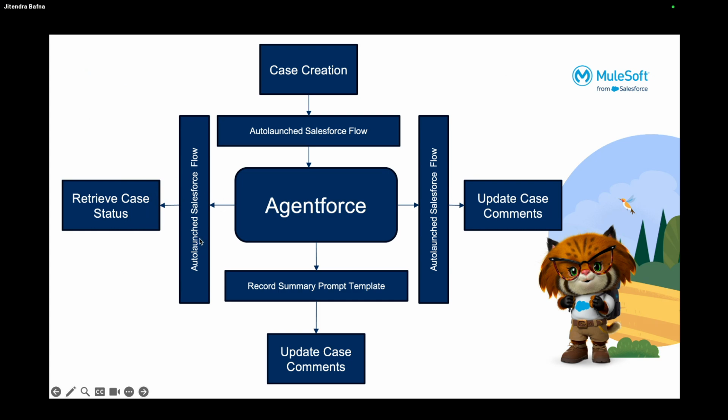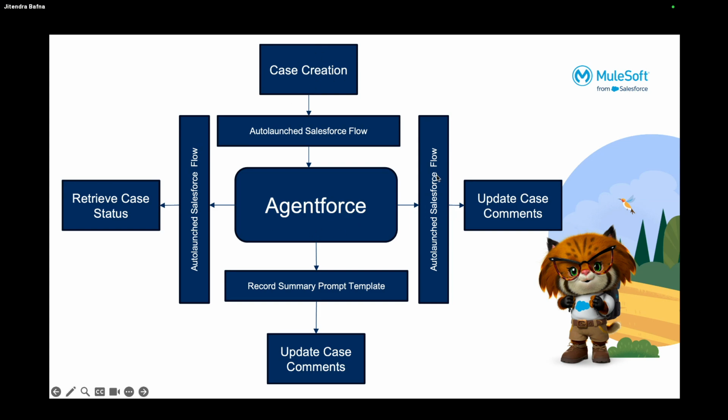So Agentforce will call the action, and depending on the action, it is going to retrieve the case status. In this case our action will be the autolaunched Salesforce flow. Now if the user interacting with Agentforce wants Agentforce to create a case on his behalf, Agentforce will ask for some details like the description, the subject, what is the issue, what kind of case you want to create. You have to provide that information, and then Agentforce will call this autolaunched Salesforce flow, and that is going to create a case.